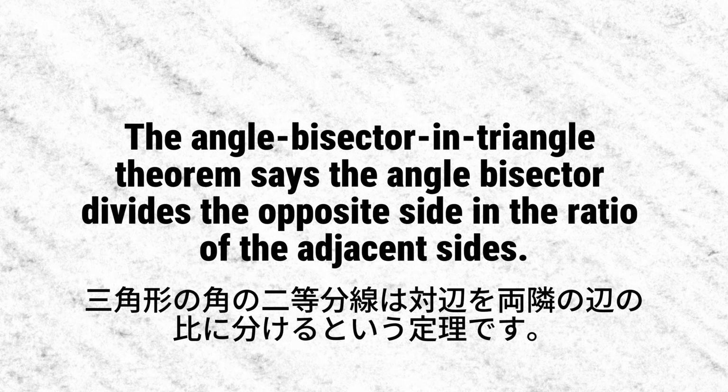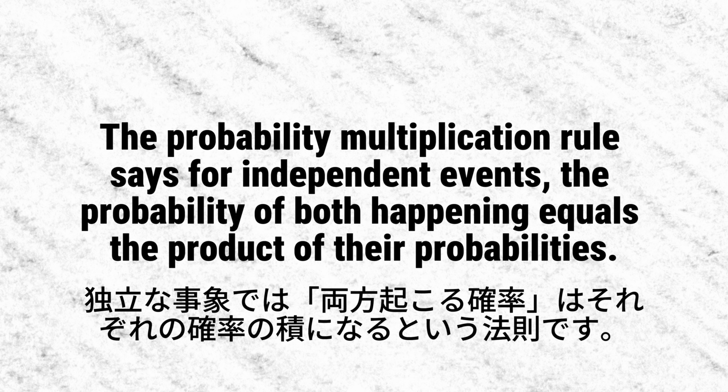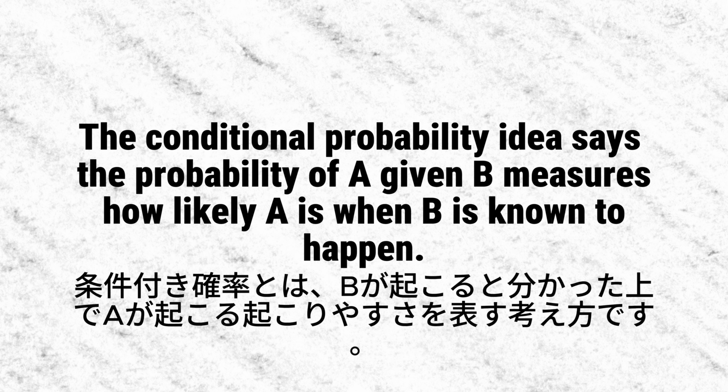The angle bisector in triangle theorem says the angle bisector divides the opposite side in the ratio of the adjacent sides. The intercept theorem says parallel lines cut transversal so that corresponding segments are proportional. The probability multiplication rule says for independent events, the probability of both happening equals the product of their probabilities.